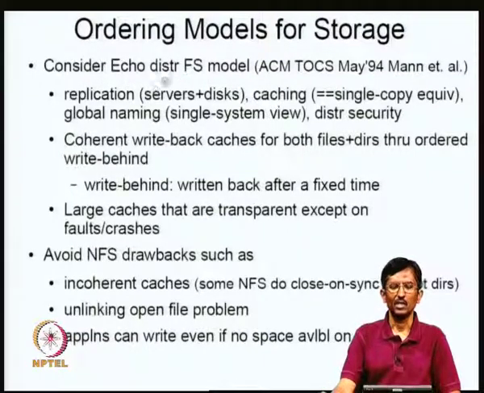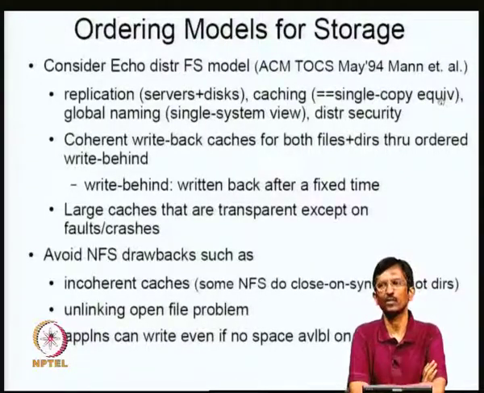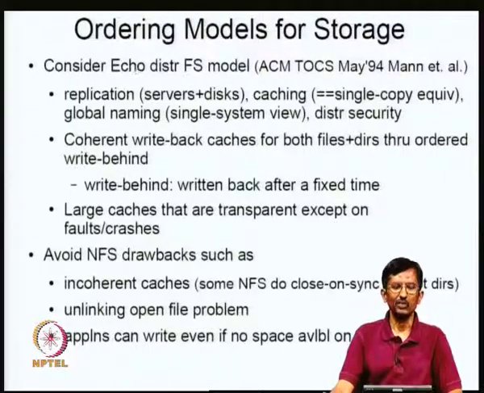So, what is the Coda distributed file system? It has got replication. So, there are many servers, and even disks and servers are replicated. It has got caching as an important part of its design, but it wants to guarantee single copy equivalence. Now, this is different from NFS, because NFS has a slightly looser notion, therefore, it can't really guarantee the single copy equivalence.